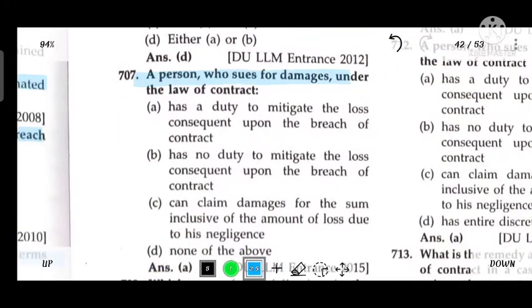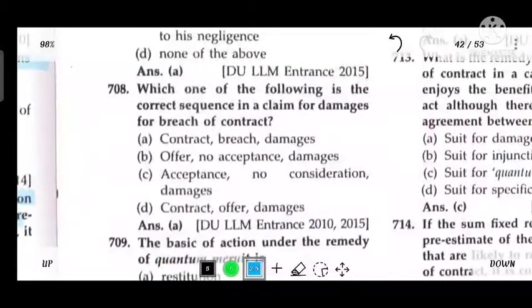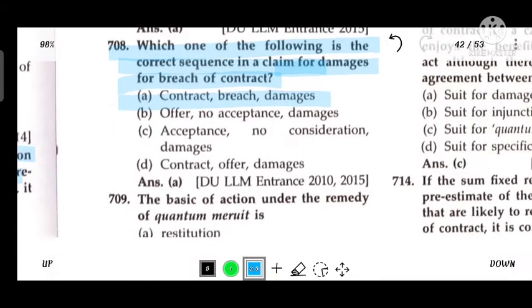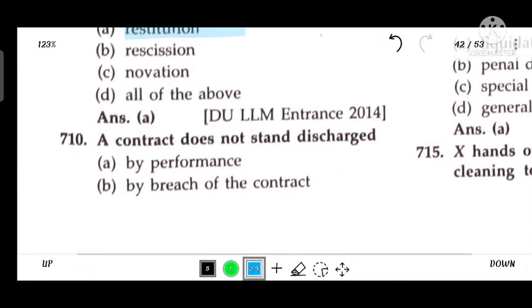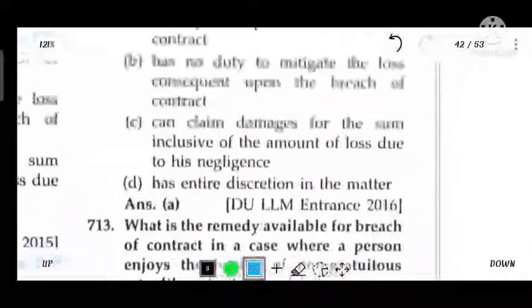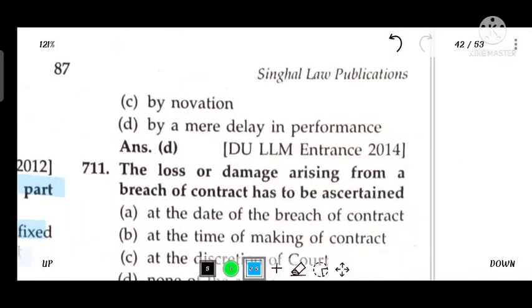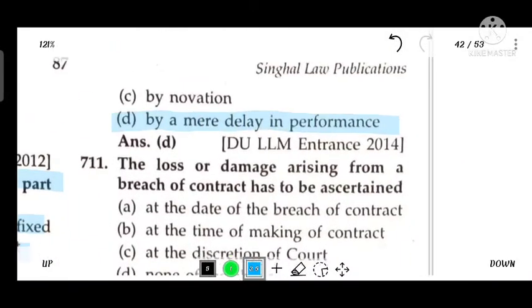A person who sues for damage under the law of contract has a duty to mitigate the loss consequent upon the breach of contract. Which one of the following is the correct sequence in the claim of damage for the breach of contract? Contract, breach, damage. The basic action under the remedy of quantum meruit is restitution. A contract does not stand discharged by a mere delay in performance.